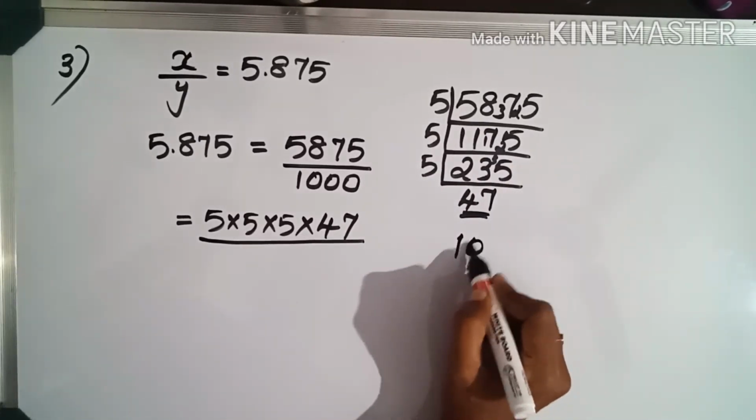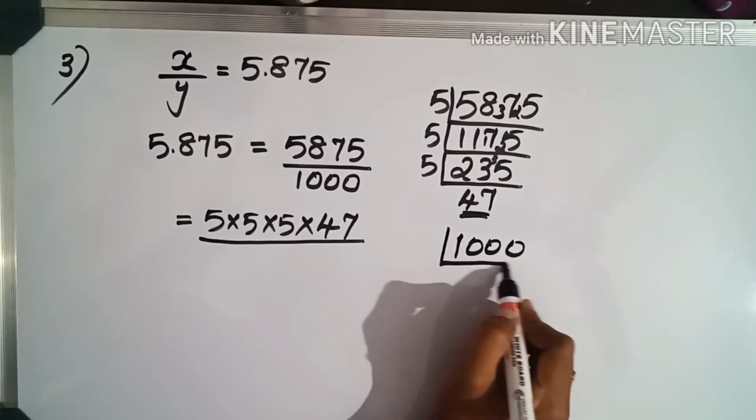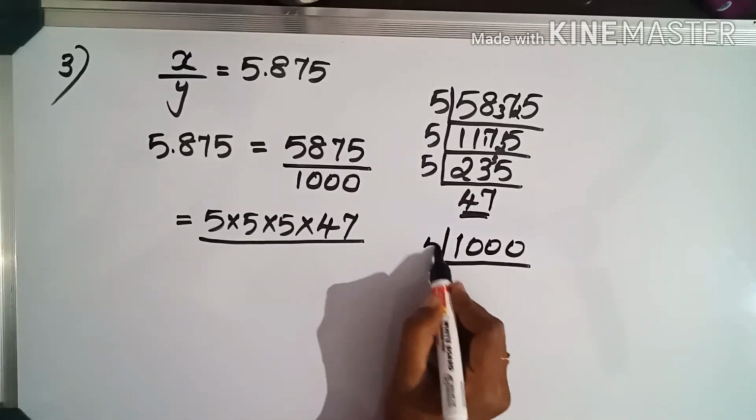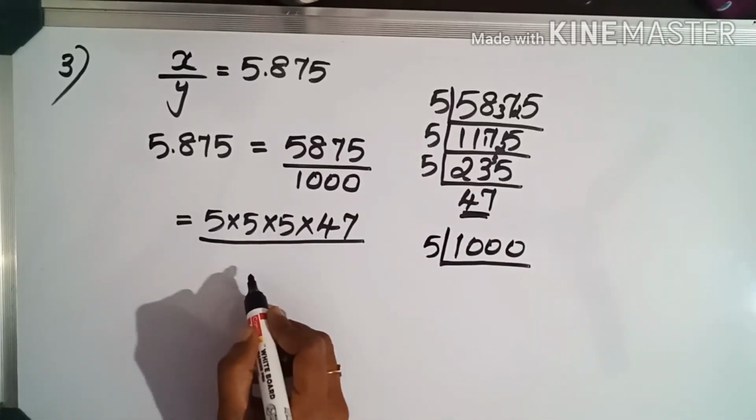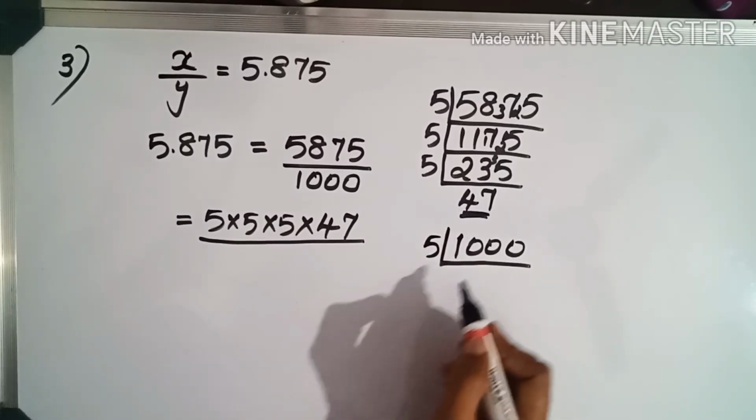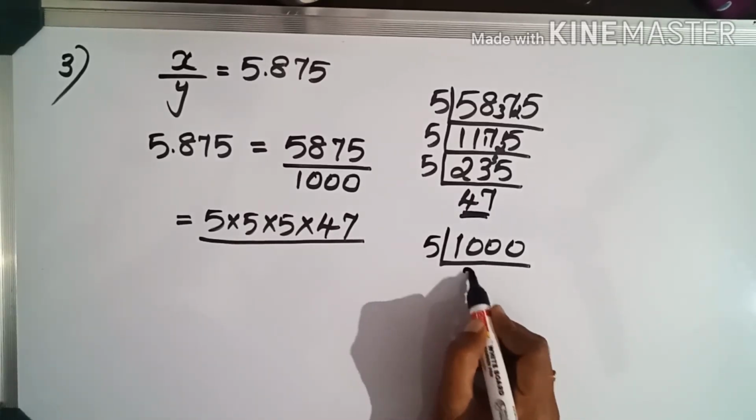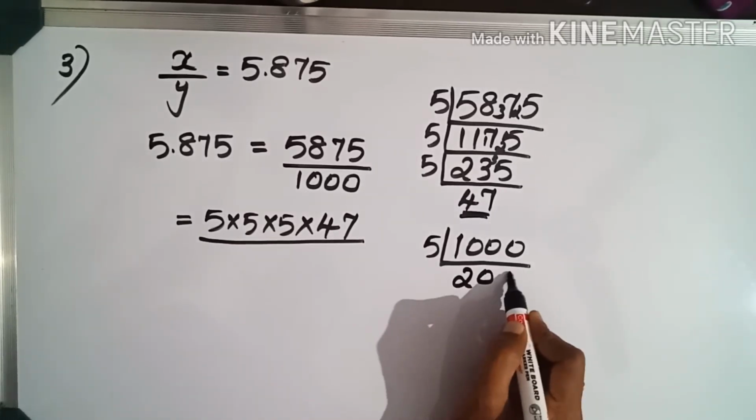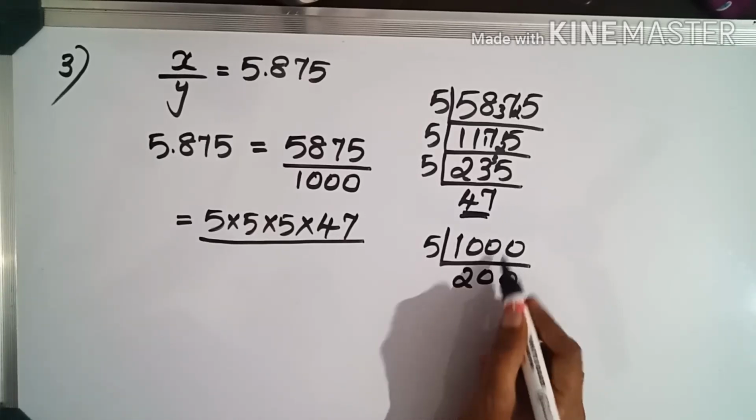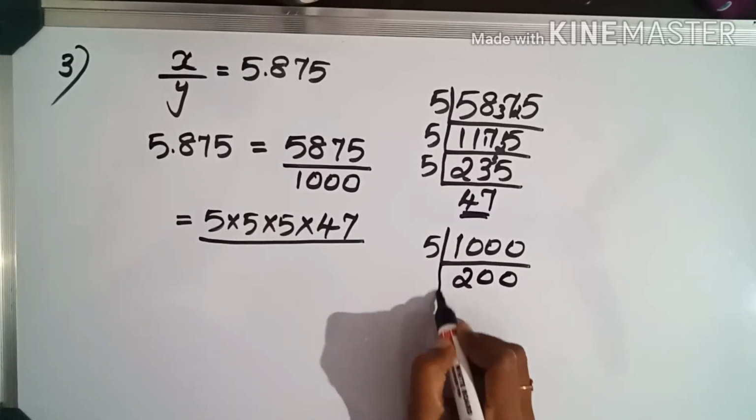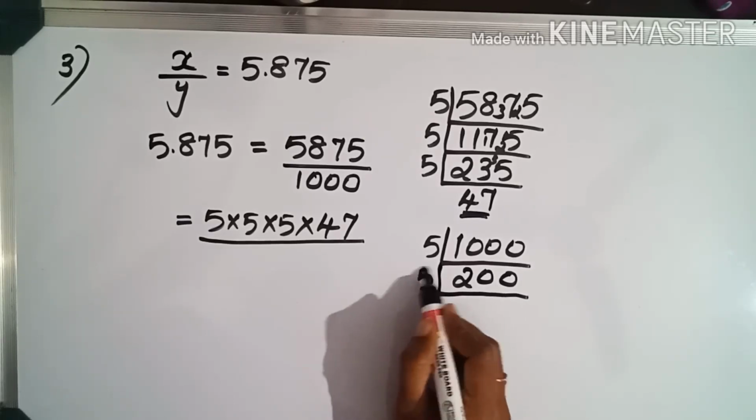That is 1000. Let's take same 5 because we need 5 here also. So let's start with 5. In 10, only 2 5s. Balance 0, because no 5s there. So let's take that 0 to this side. Again 200. Consider as 5.